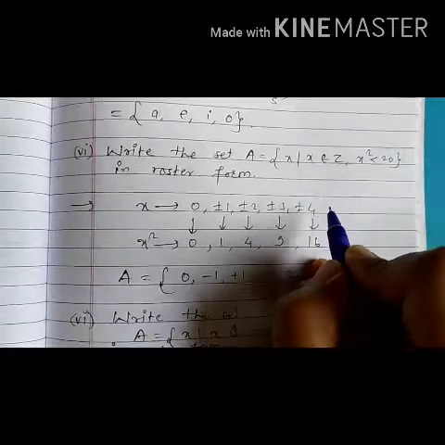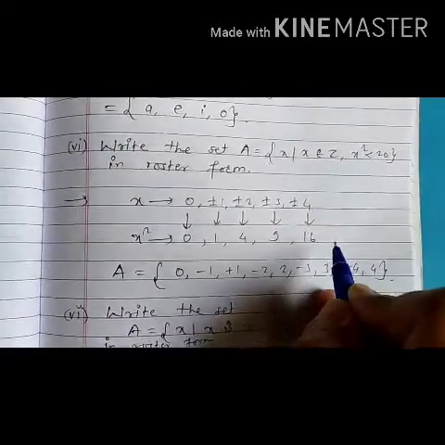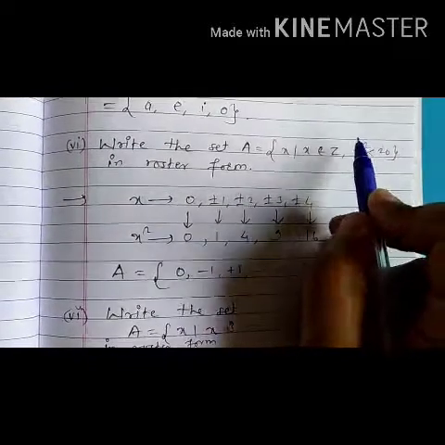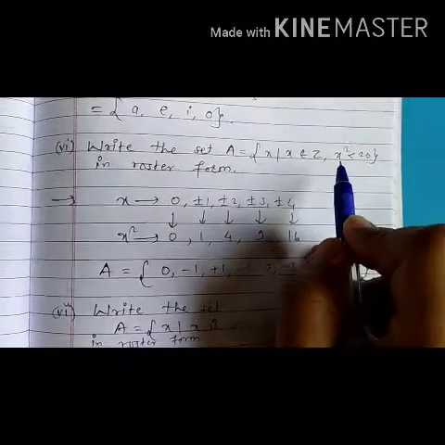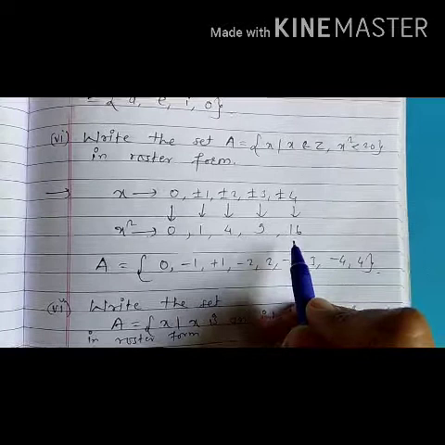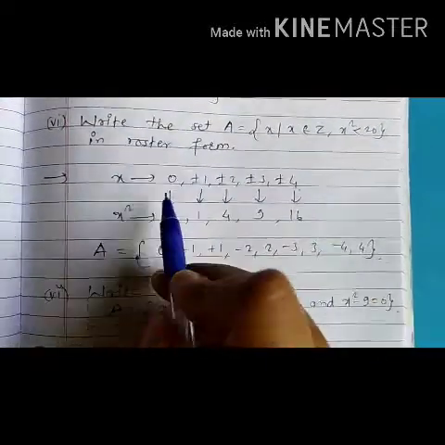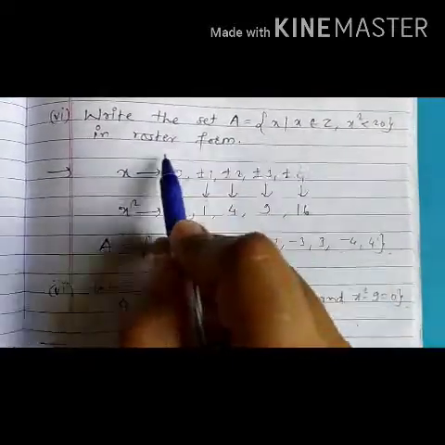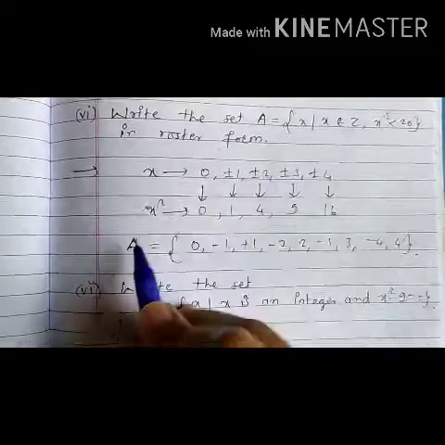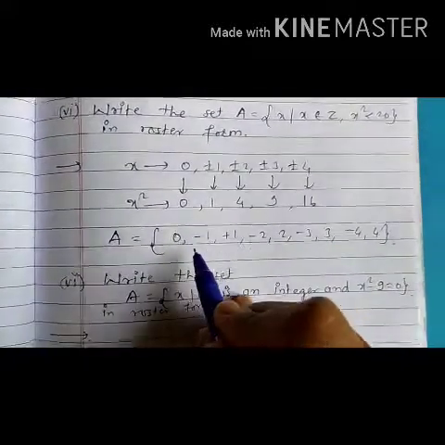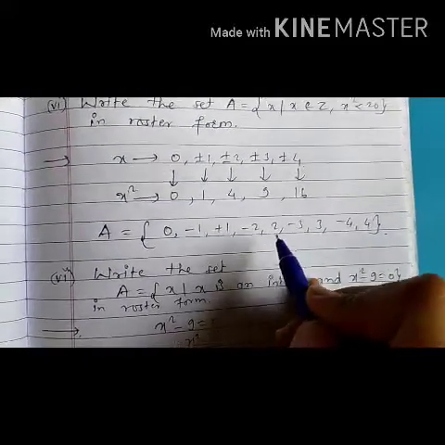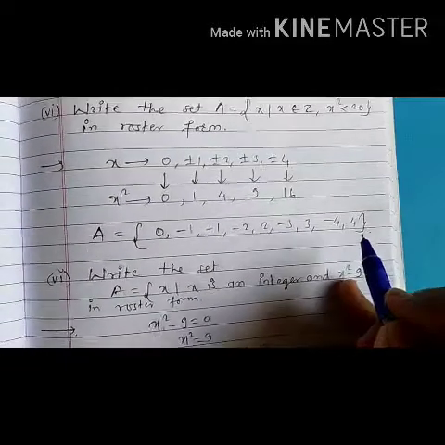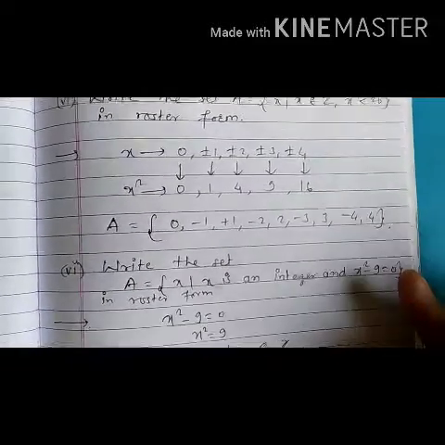Now if we take 5, plus minus 5, we'll get 25 and it will not satisfy the condition. So we'll take x square till 16, and for x square till 16 we have these x values. Understood? So our required set is A equals 0, minus 1, 1, minus 2, 2, minus 3, 3, minus 4 and 4. Understood?